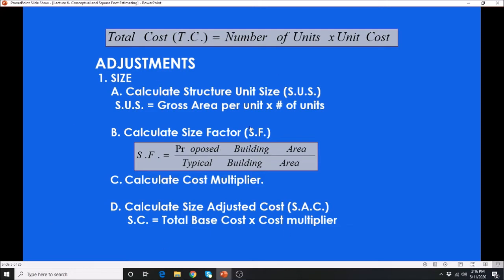And that is being calculated. If the area or the square footage of the project is not given, you need to calculate that by determining the estimated unit size, or the structure unit size, of the project. That is just multiplying the units by the gross area, and I'm going to show you where you will be getting those factors for you to calculate that SUS.